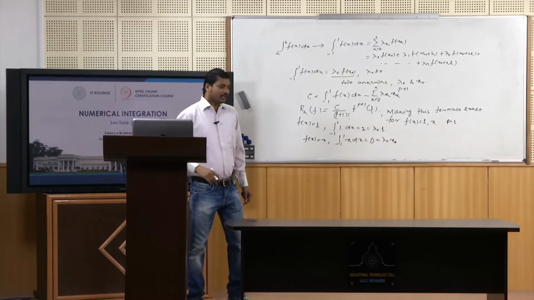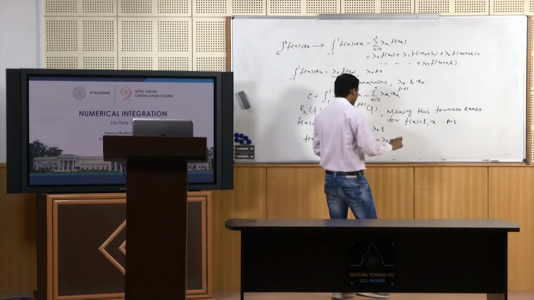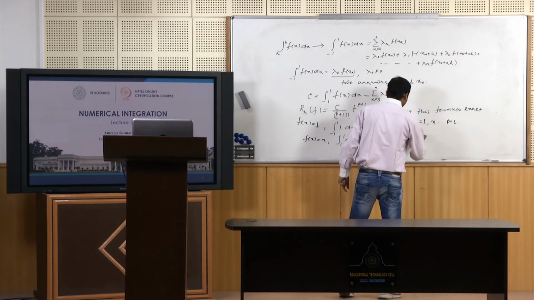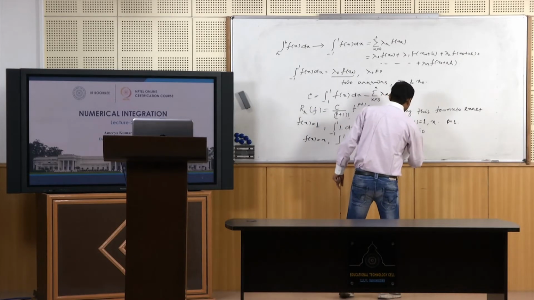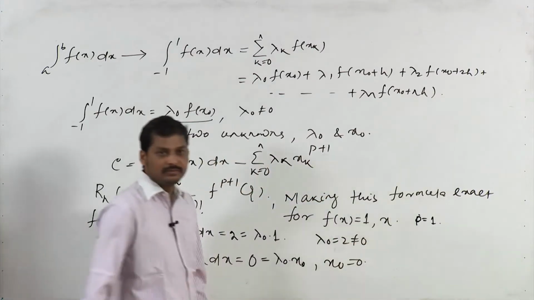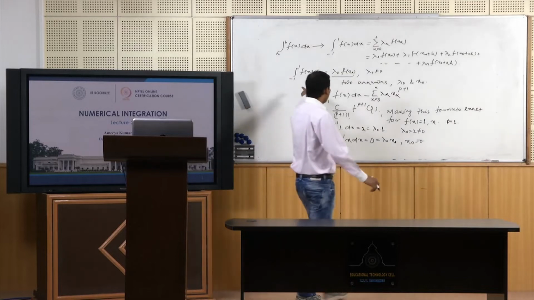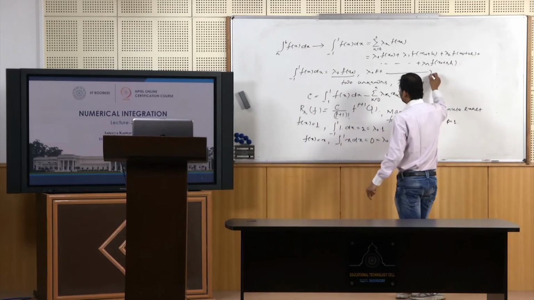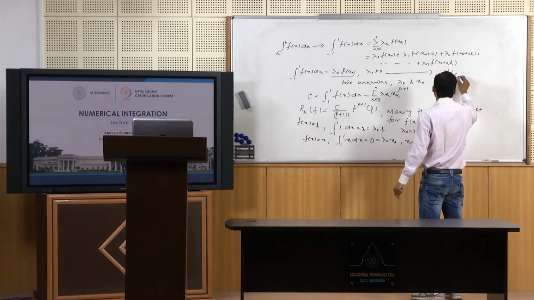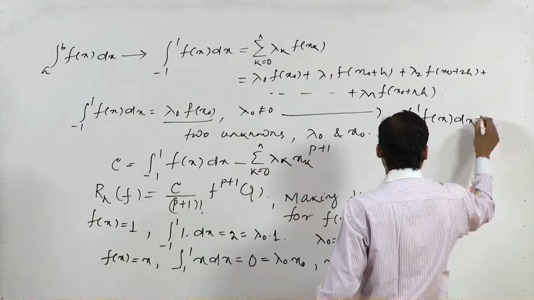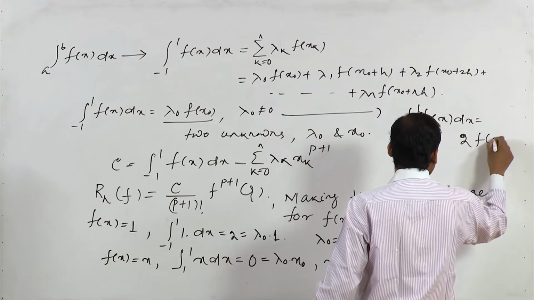Since lambda 0 equals 2, which is not equal to 0, we can consider x 0 equals 0. So the total formulation for this 1 point formula can be represented as the integral from minus 1 to 1 of f of x dx equals 2 f of 0.